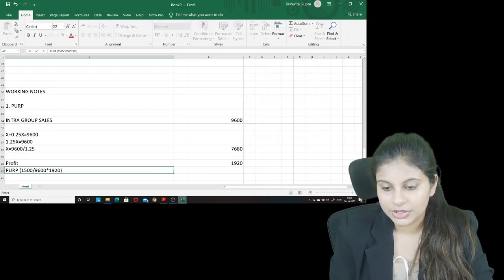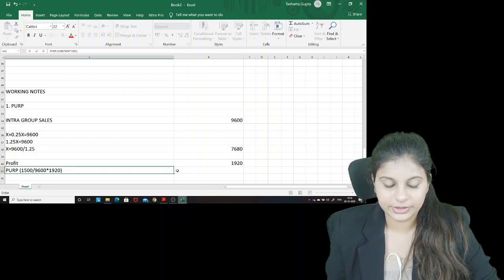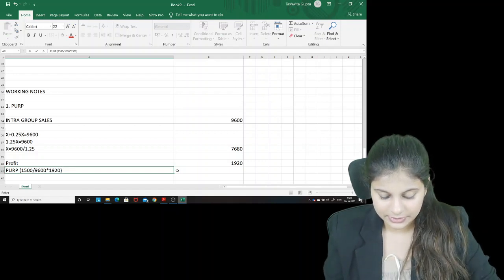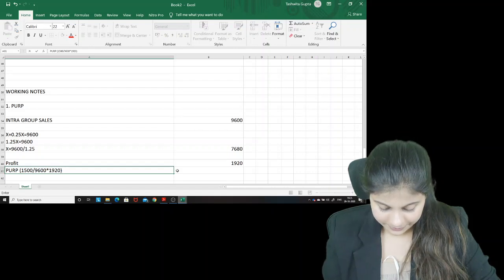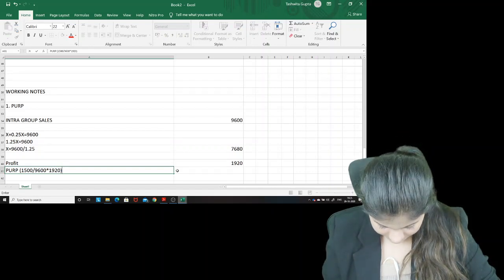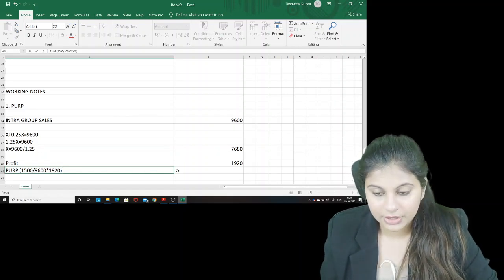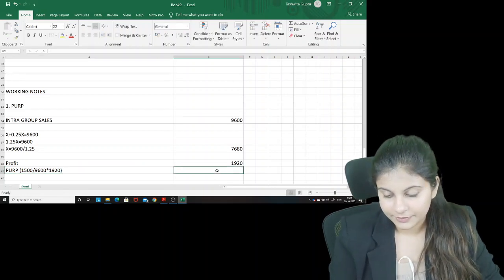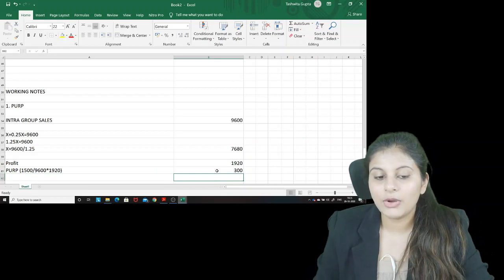Into the profit, that is 1920. Cool. So how much is that? Let's do it quickly on our calculators. 1500 divided by 9600 into 1920. So that is coming out to be 300, right? So that is coming out to be 300 PURP. So this is how I calculate this PURP.